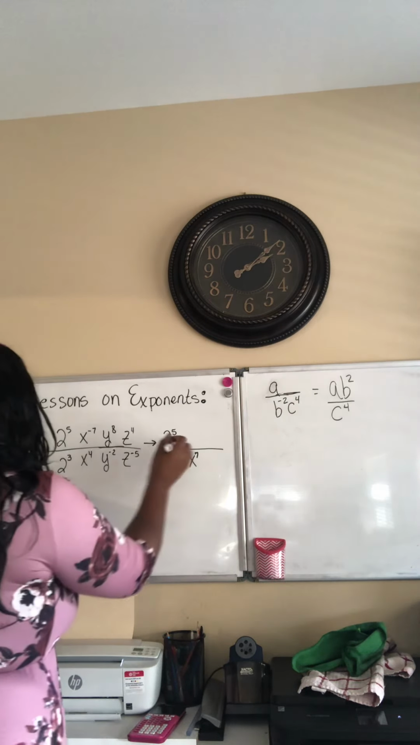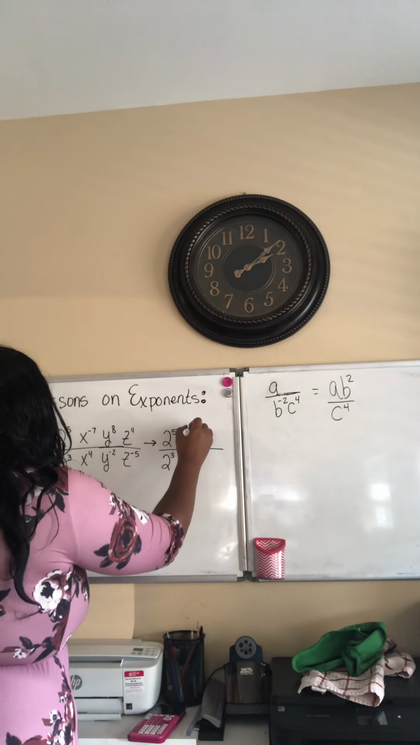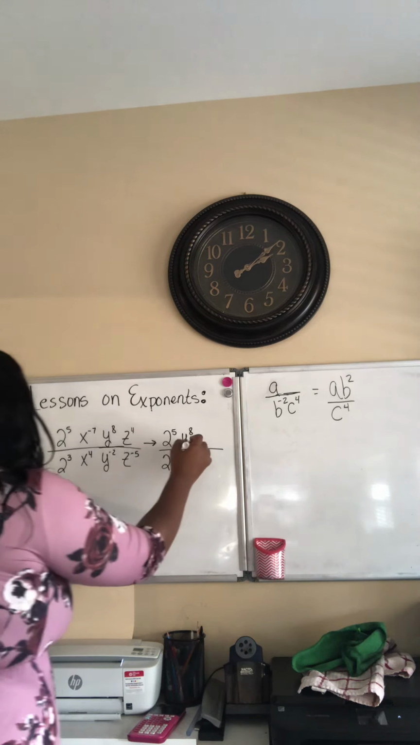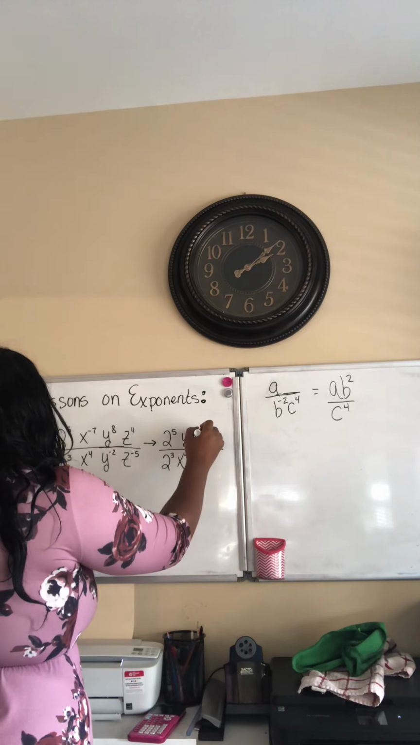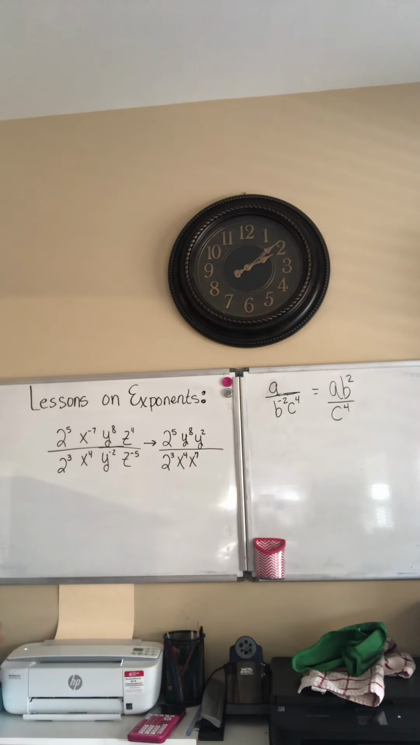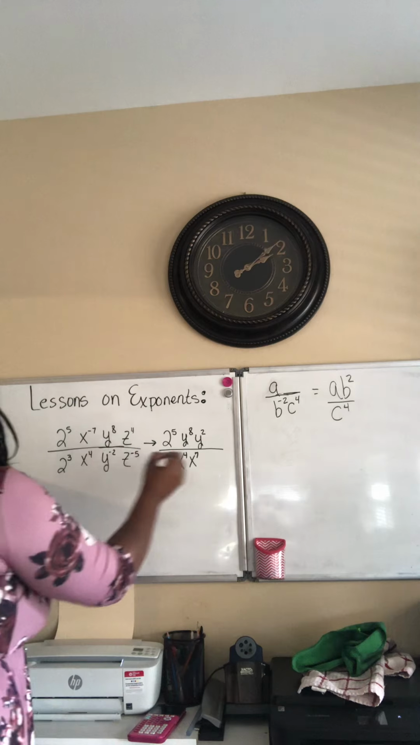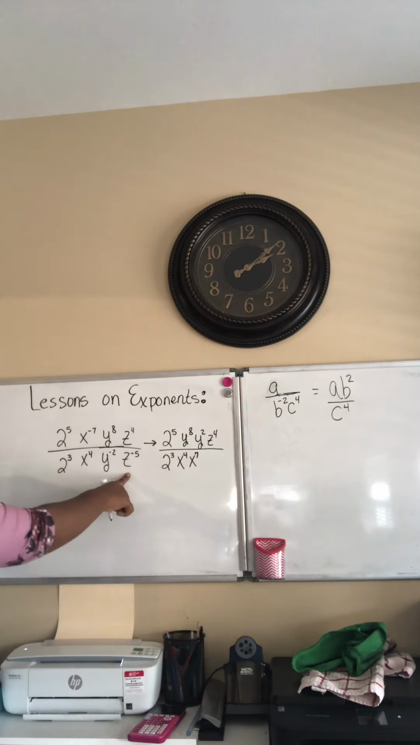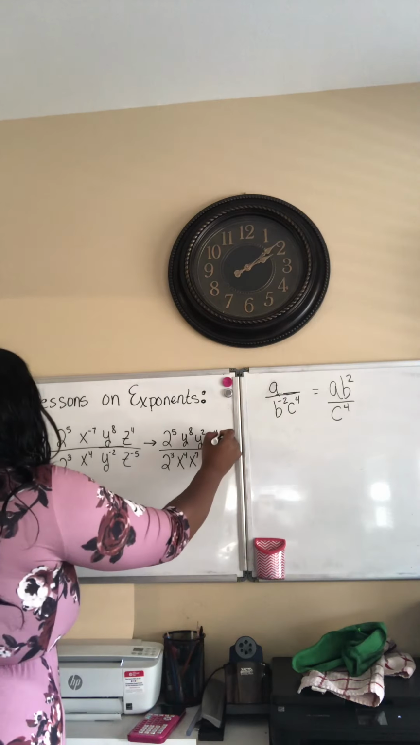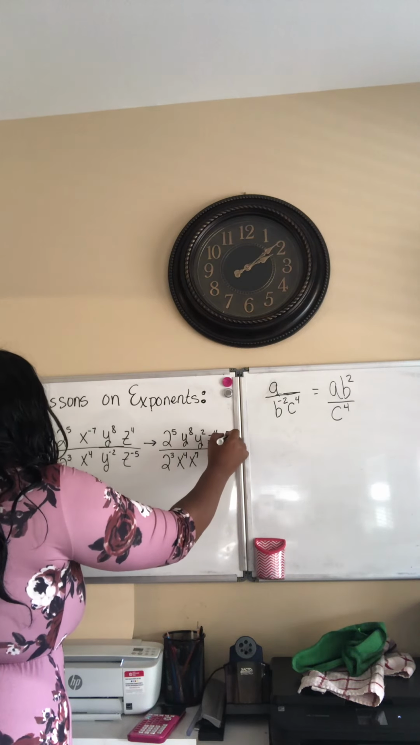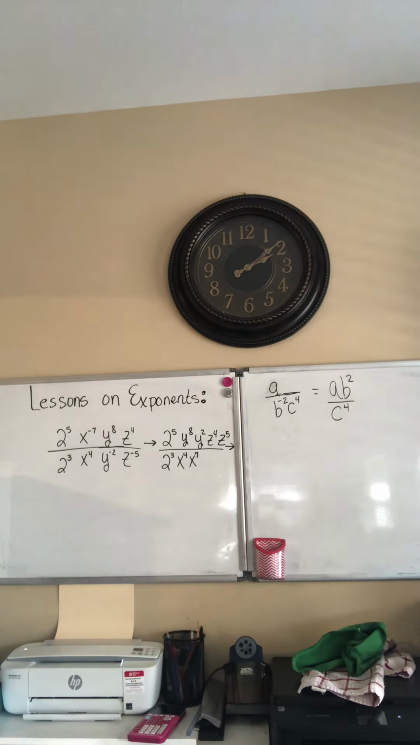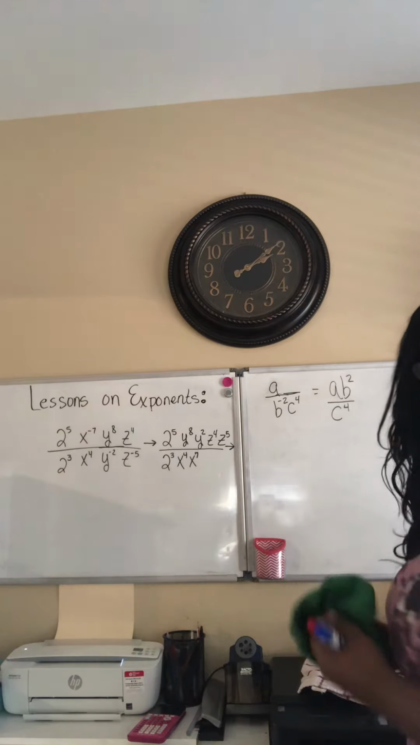I had y to the positive 8 next. Now I'm going to check my y's. I have y with a negative 2, so that one needs to move up to the top because it was in the bottom initially. Okay? Then I have z with a positive 4. This z has a negative 5, so it needs to move to the top. So we'll move that to the top. Now that all of my powers are positive, I can continue to work this problem.